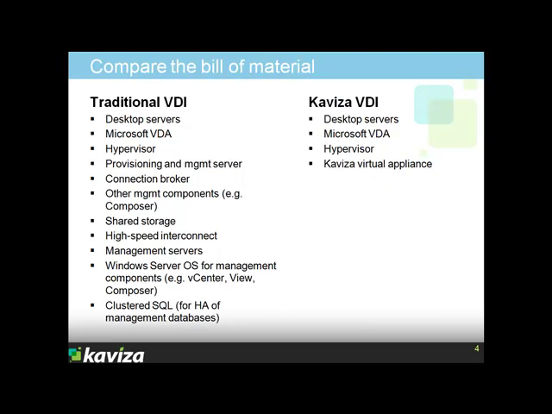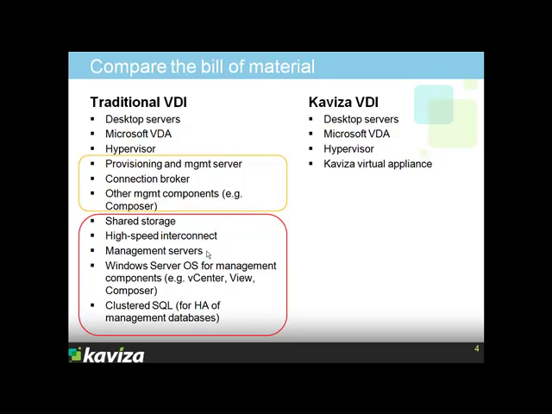On the left-hand side, you have a list of all the components you need to get a production-ready solution using traditional solutions. On the right-hand side is the bill of material for Kaviza. Both require desktop servers. Both require Microsoft Volume License. Both require a hypervisor. On the left-hand side are some of the software components you need to create a VDI solution. The same sort of functionality is already available in the Kaviza virtual appliance, all pre-packaged and ready to go. But in addition to that, it has additional logic that provides built-in high availability and built-in scalability, and of course without shared storage.